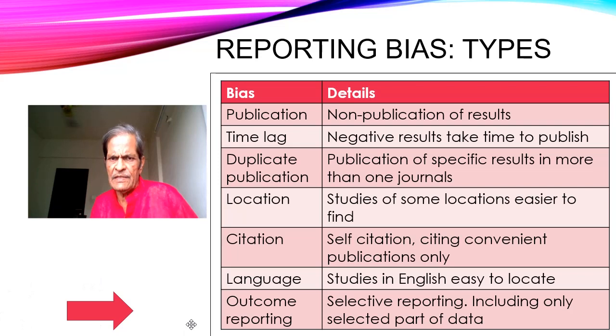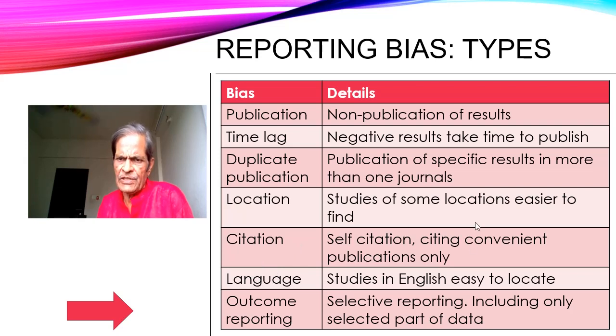Then the location bias: the studies of some locations are easier to find. You may find studies conducted in the USA more as compared to studies conducted in India regarding the same drug, because the journals publishing the articles are more in the USA as compared to journals in India, or the indexed journals are more in the USA as compared to India. So the location bias occurs where the studies conducted in certain locations are only published.